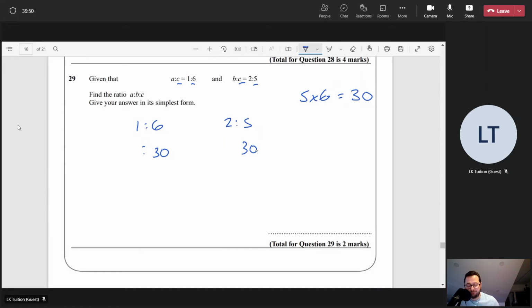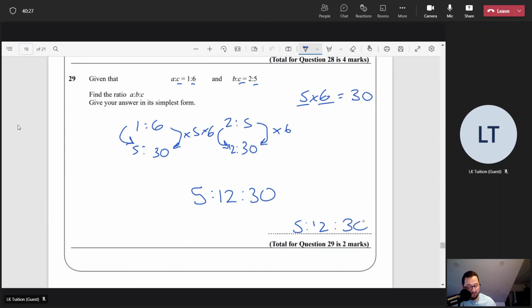Okay, well, just adjust my microphone there. So from 6 to 30, I've times it by 5. That's from this. So I want to times 1 by 5, and that's 5. So we've got 5 to 30. Similarly, 5 times 6 from there is 30. So we want to do 2 times 6, which is 12. So now we've got 30 matched up. We can just write a, b, c. So a is 5, b is 12, and c is 30. And I can't simplify that anymore. So that's 5 to 12 to 30.